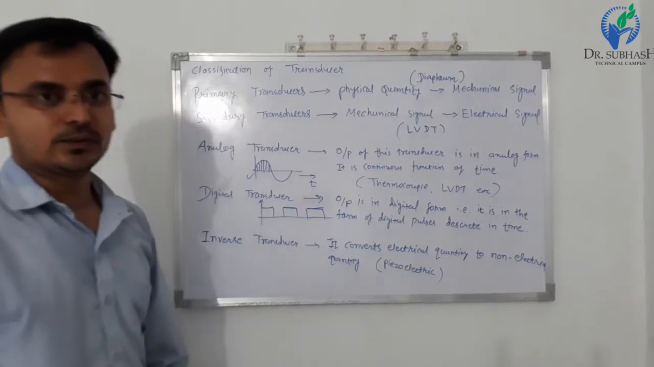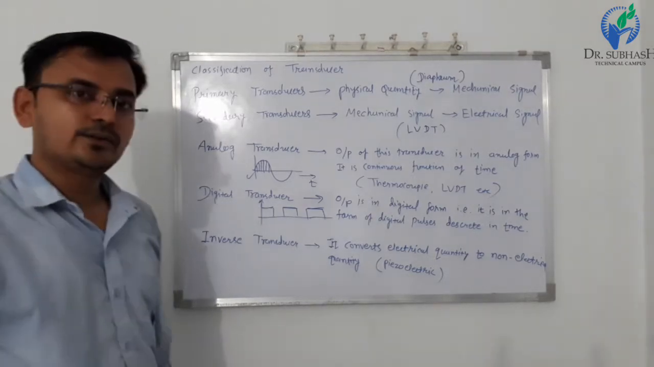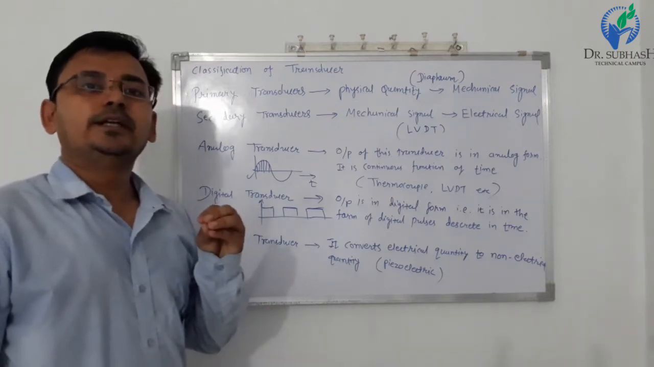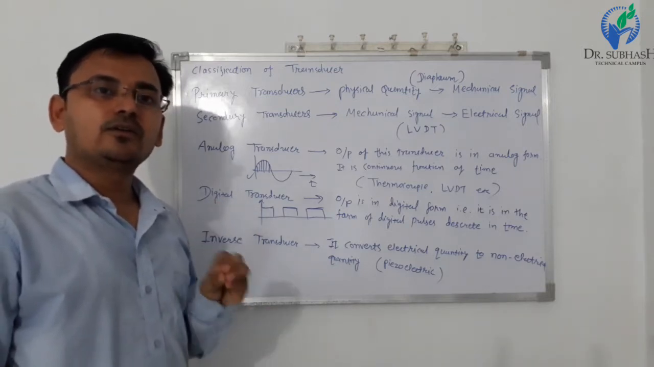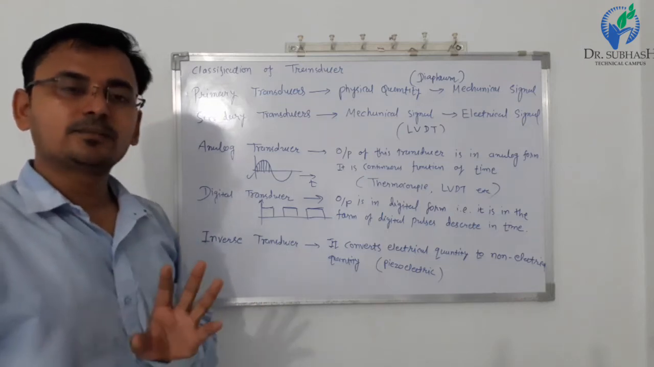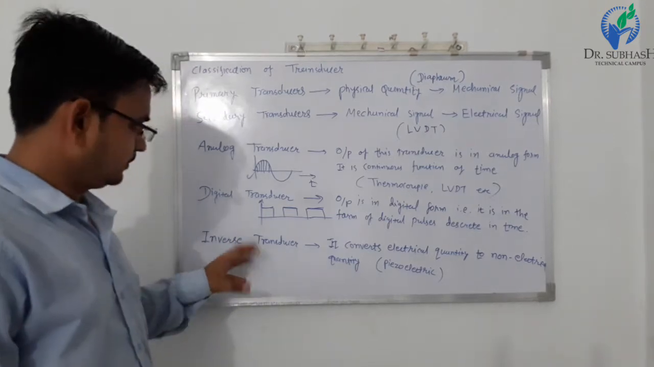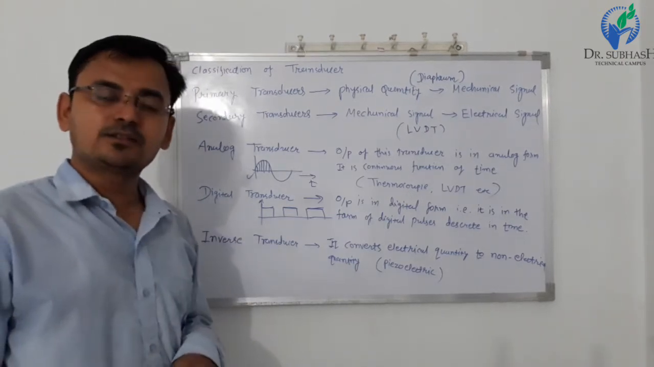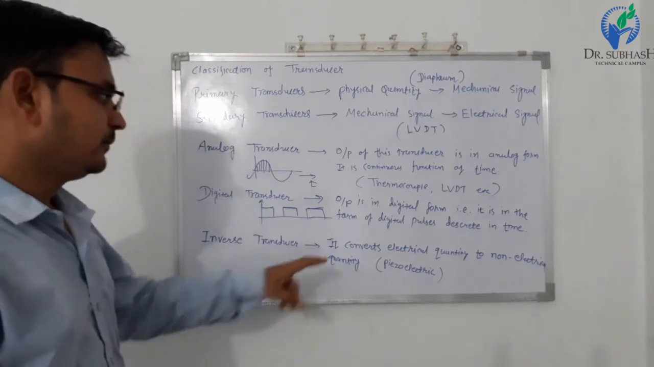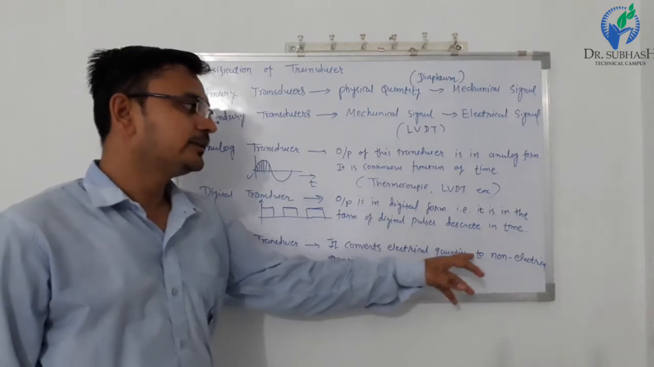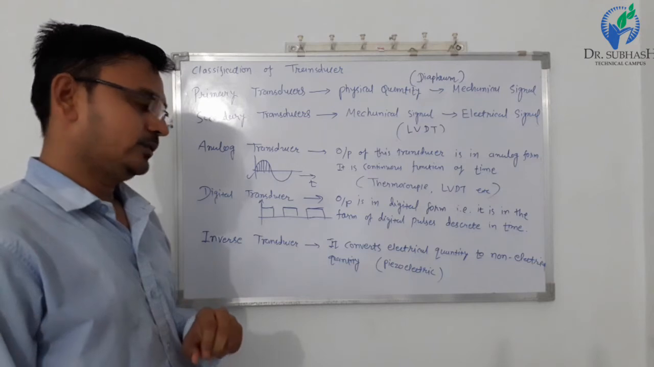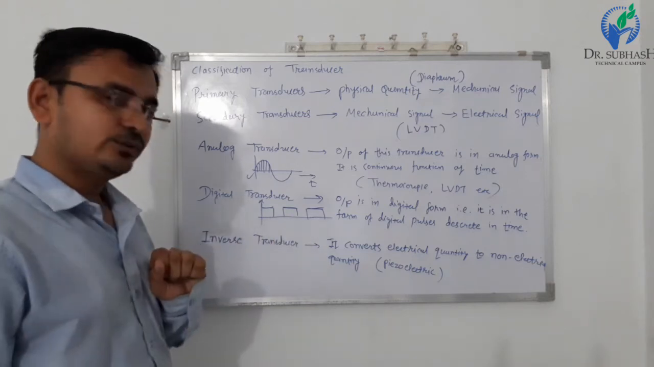Then inverse transducer. We know the principle of a transducer. What is the principle of a transducer? It converts a physical or non-electrical quantity into an electrical signal. So the principle of an inverse transducer is just the reverse of the principle of a transducer. It means it converts an electrical quantity into a non-electrical quantity. So this is the principle of an inverse transducer.